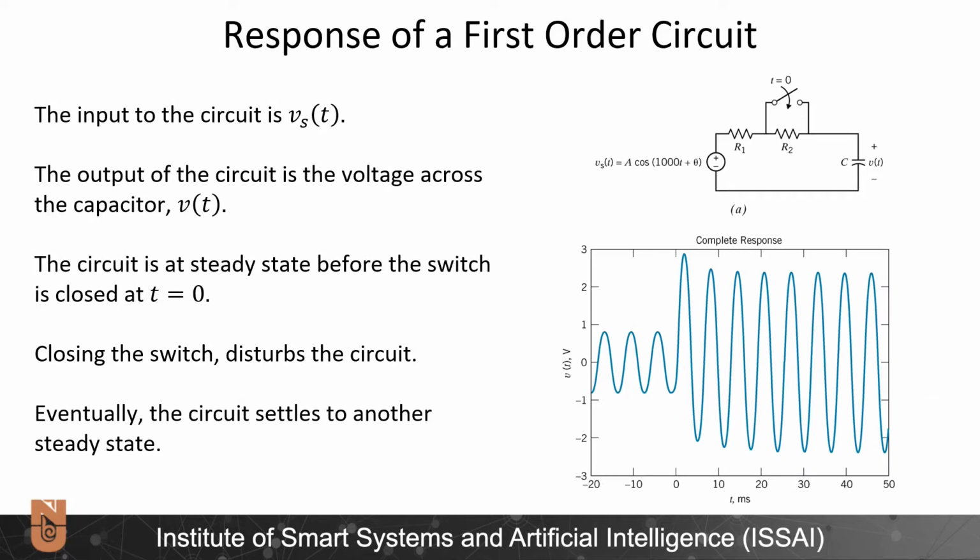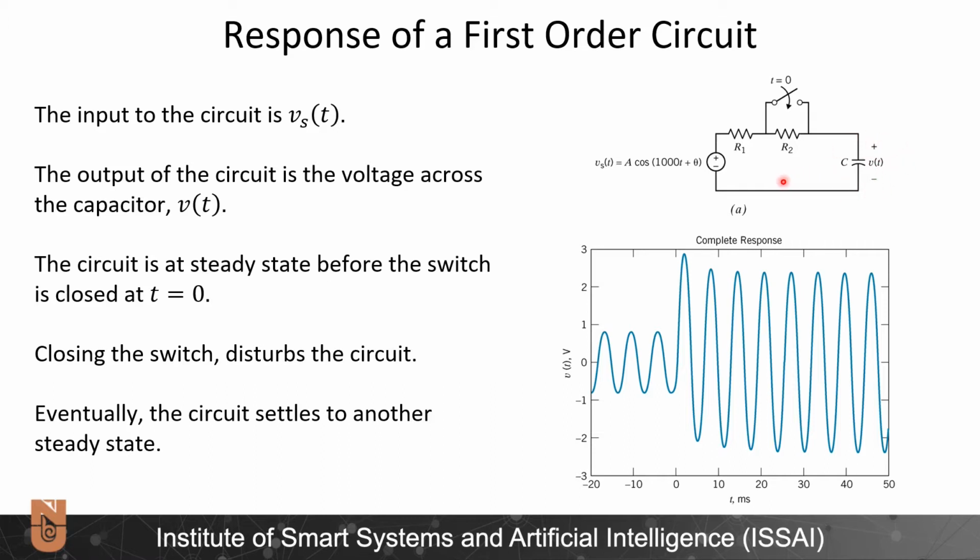Let us first look at this first order circuit to make some important definitions. Firstly, the input Vs to this circuit is A times cosine 1000t plus theta. So the system has a sinusoidal input. At steady state, we would expect it to have a sinusoidal output. Then the output voltage of the circuit is the voltage over the capacitor, Vt, here.